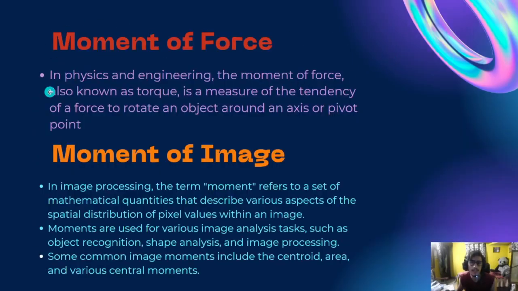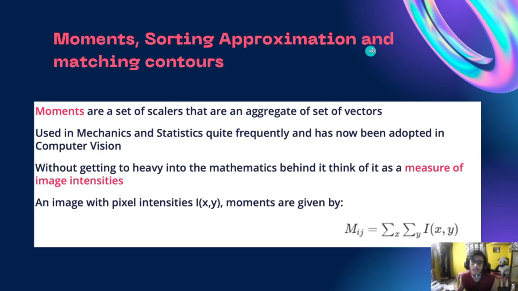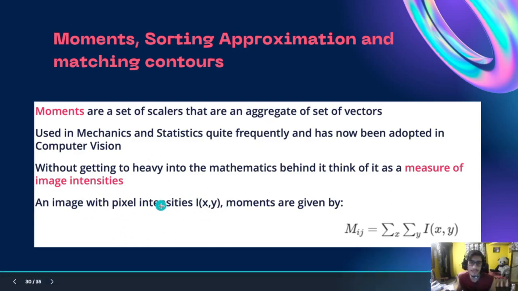Then, moment, sorting, approximation, and matching contours. So first of all, what is a moment? This is a definition which I know you will not understand, but I am reading it just as a formality. Moments are a set of scalars that are an aggregate of a set of vectors. Without getting heavy into the mathematics behind it, think of it as a measure of image intensity. So in short, it is a measure of image intensities. For an image with pixel intensity I(x, y), this is the formula.